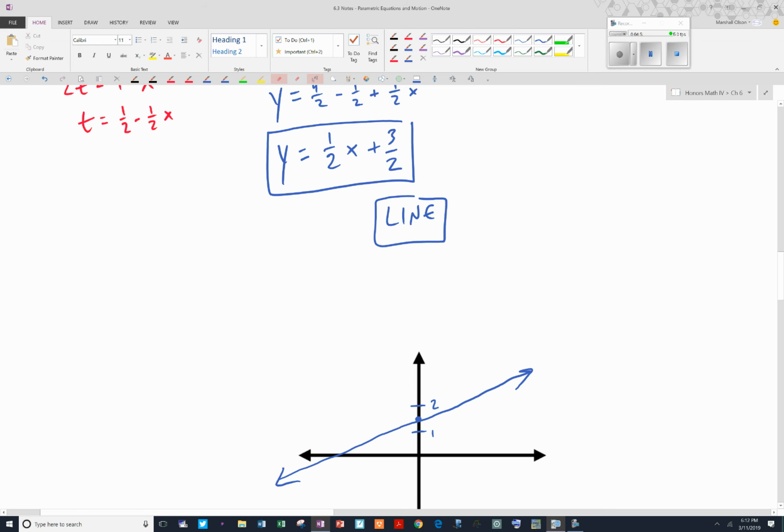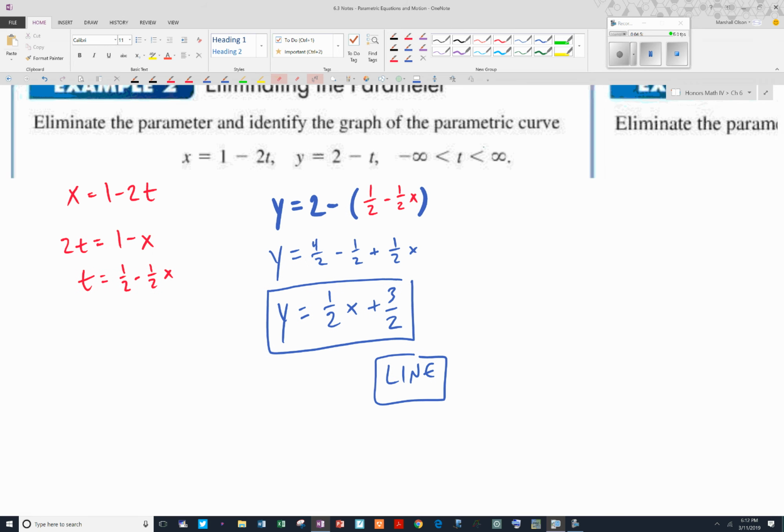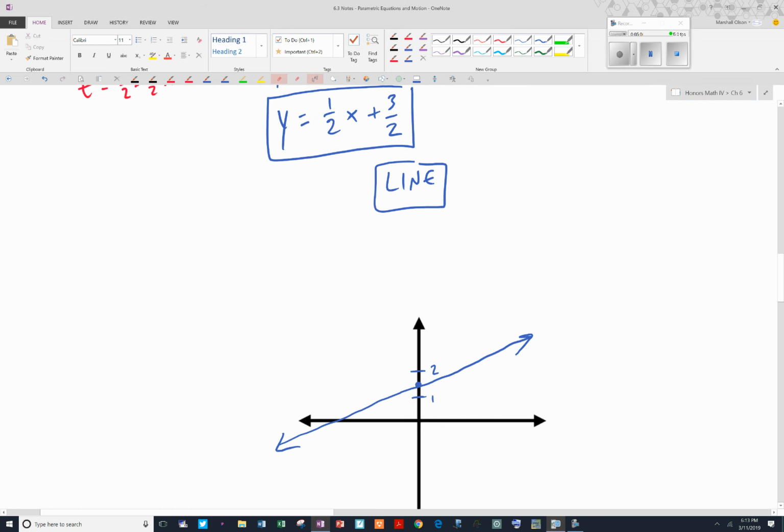All right, so what I'd like to point out here is that this says let t be any value. That means that this line goes on forever and ever.